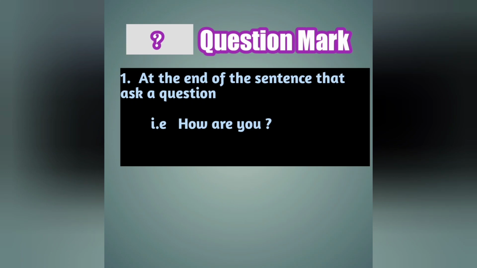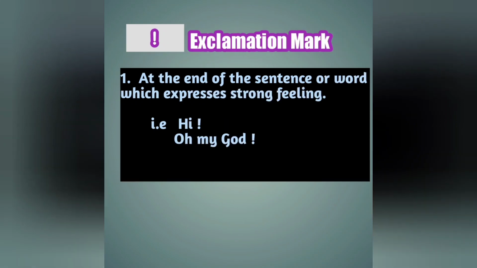Question mark: for any WH questions, or at the end of sentences, to make a question we use a question mark, like how are you. It is an interrogative sentence, so we should use a question mark here. With that question mark we are telling that it is a question, so the question mark is important here. Exclamation is used to express strong feelings, like hi, oh my god.